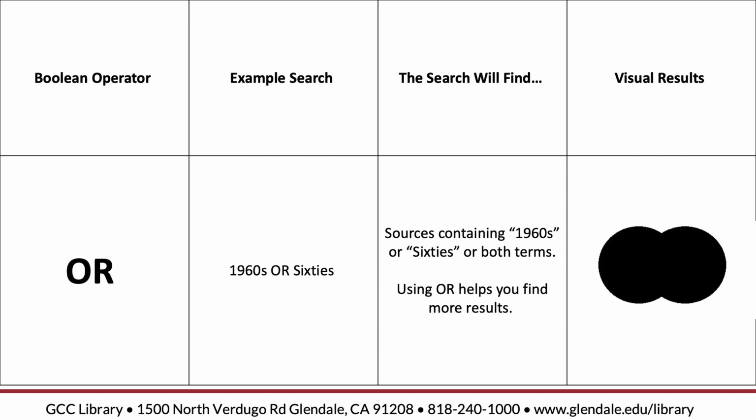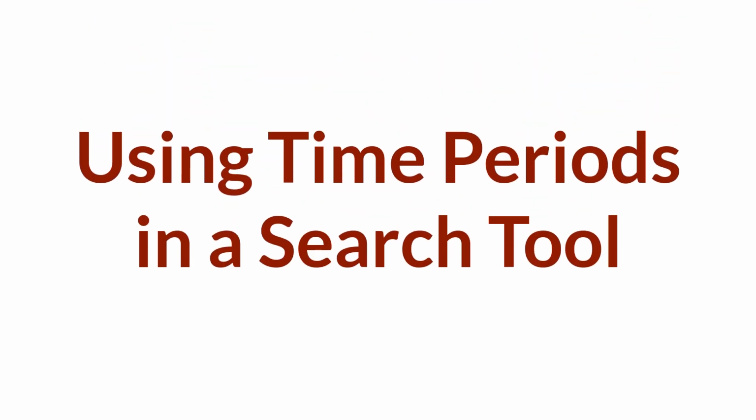The operator OR tells the tool that we don't know what the best word is yet, so give us results that include any of these words. It works best to get more options. We're going to use some operators in our time period search.